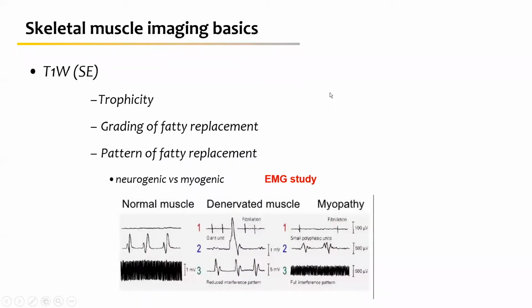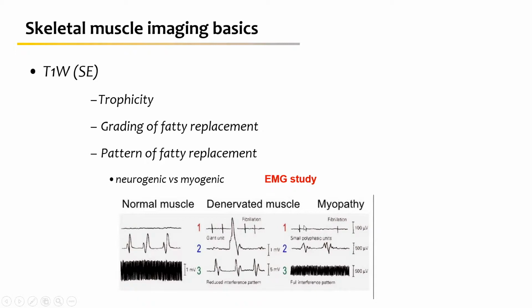Now, more important than grading, the existence of patterns. And as a neurologist, when you are seeing a patient with a muscle condition, the very first question that you are always systematically asking yourself is, is it neurogenic or myogenic? And to that, EMG is key, with a clearly different EMG in case of denervation with giant units, or in case of myopathic changes with small polyphasic units.